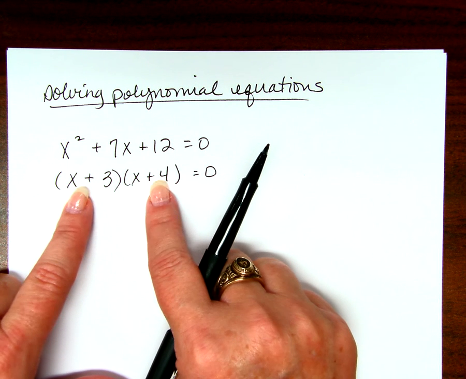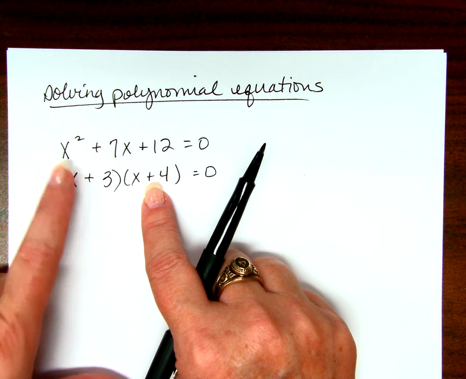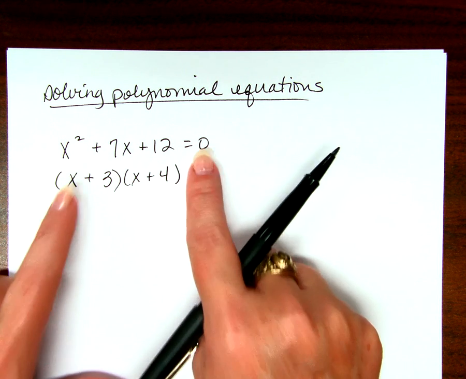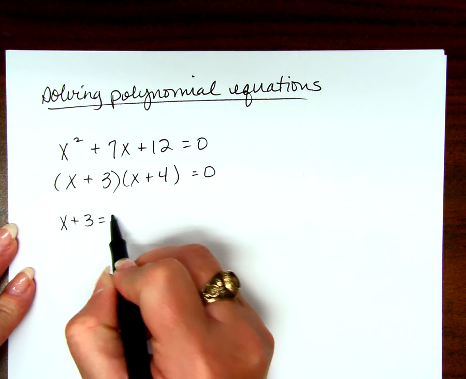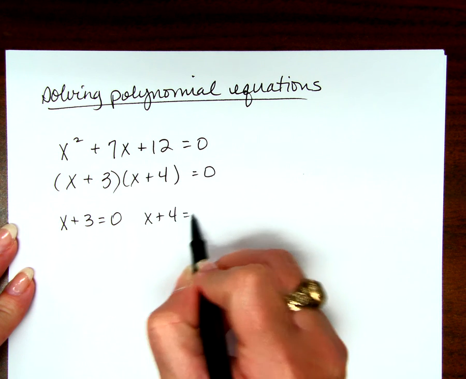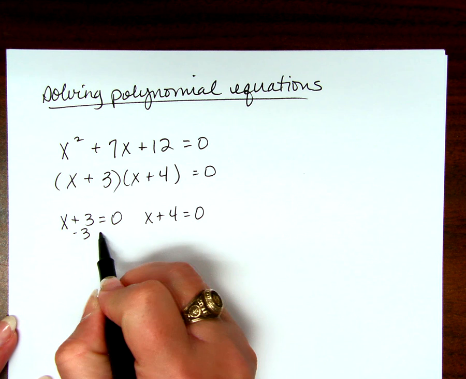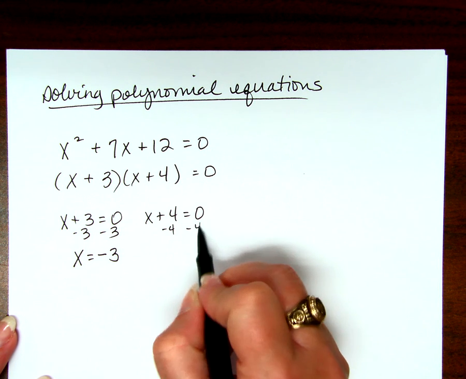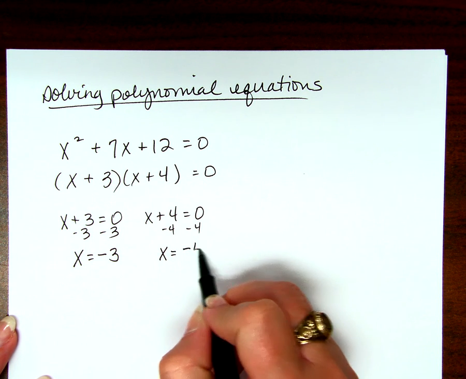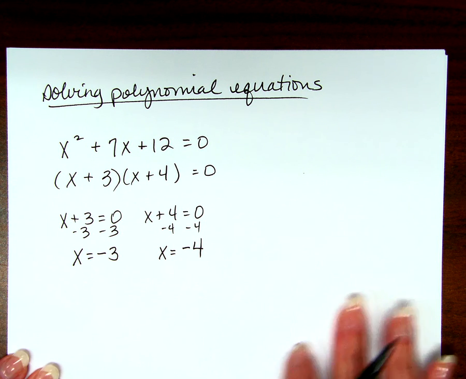We have to take into account both of them being equal to 0 because both values would make this top equation 0, right? So I have to take each factor and set it equal to 0 and solve each factor separately. So x equals negative 3, x equals negative 4. Some of them are really easy like that, right?